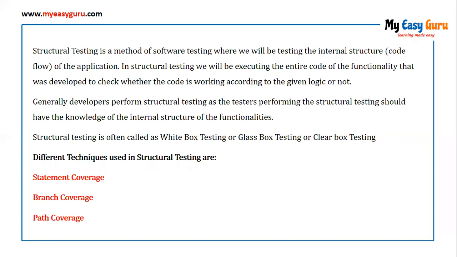Generally, developers perform structural testing, as the tester performing it should have knowledge of the internal structure of the functionalities. Structural testing is often called white box testing or glass box testing or clear box testing. The different techniques used in structural testing are statement coverage, branch coverage, and path coverage.